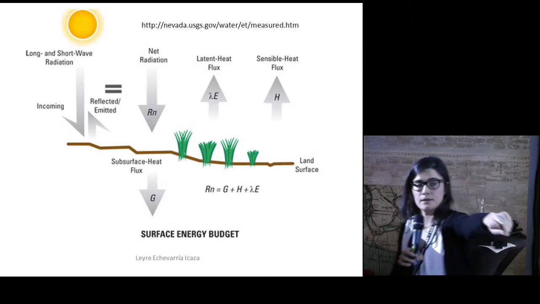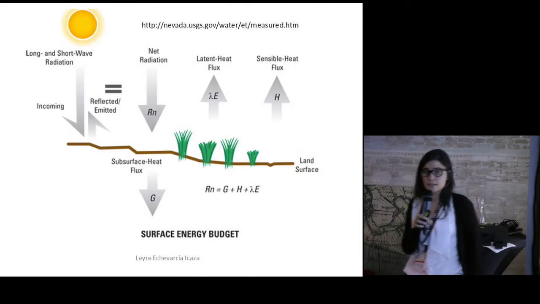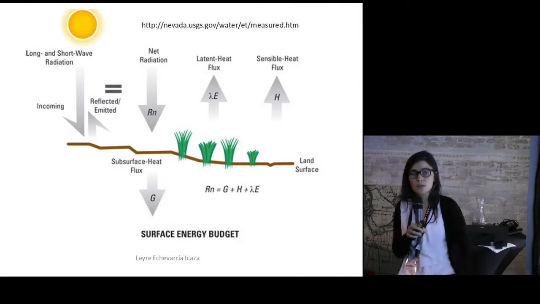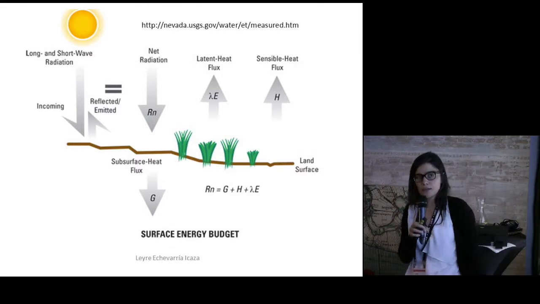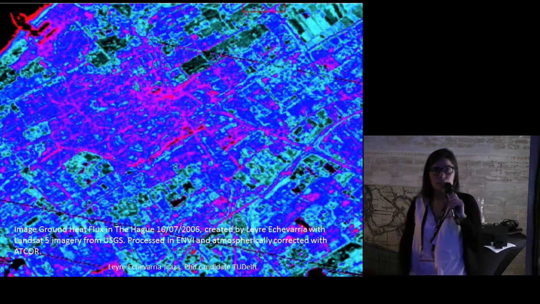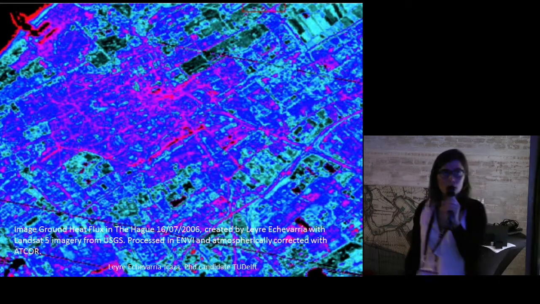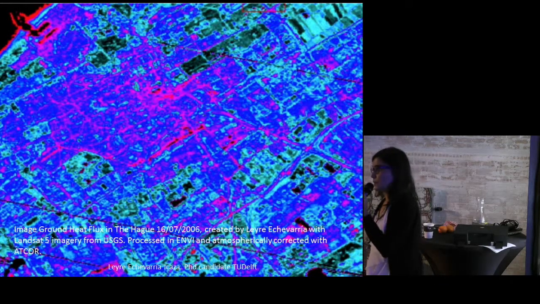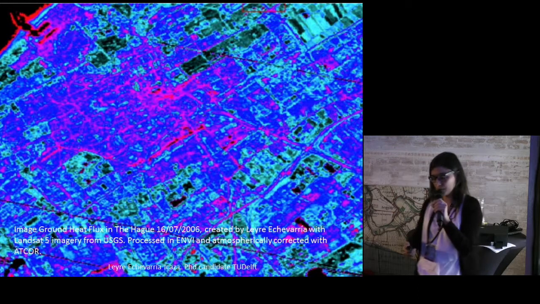If we look at the surface energy budget equation, we see that the net radiance equals the ground flux plus the latent flux and the sensible heat flux. So the ground flux actually reveals the amount of energy that is trapped inside the earth or inside the building. So in this case of The Hague, we see that there's a high concentration of ground flux in the city center. And therefore, this is the area that we were asked to analyze by the municipality of The Hague.